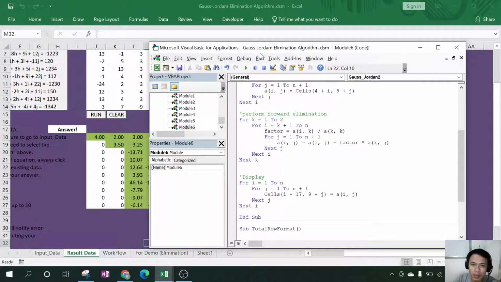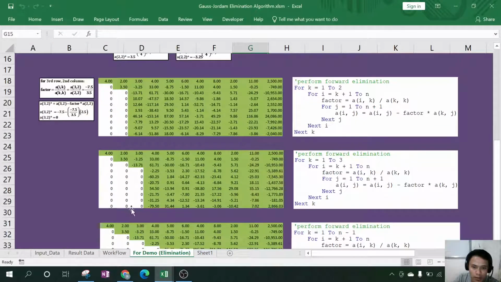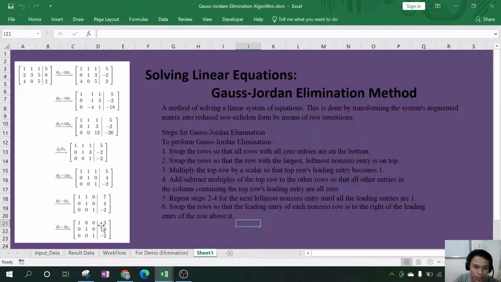Next is the third one, 1 to 3. If we just continue the process, our target is that we need to arrive at our equation in this form, which I have also presented here.